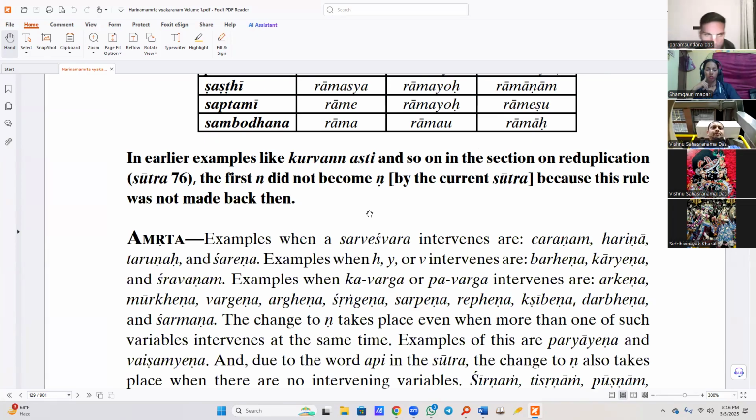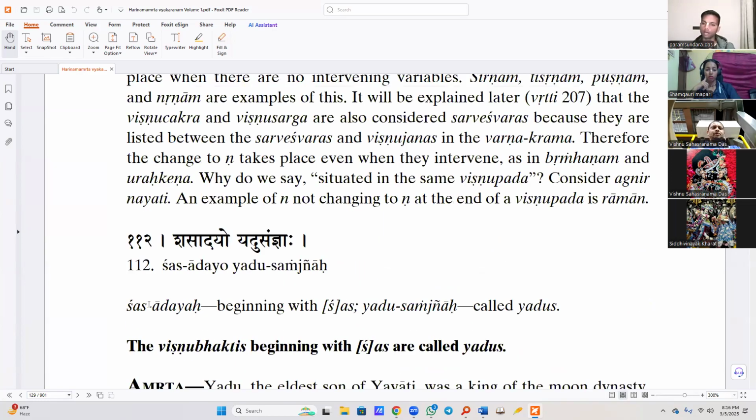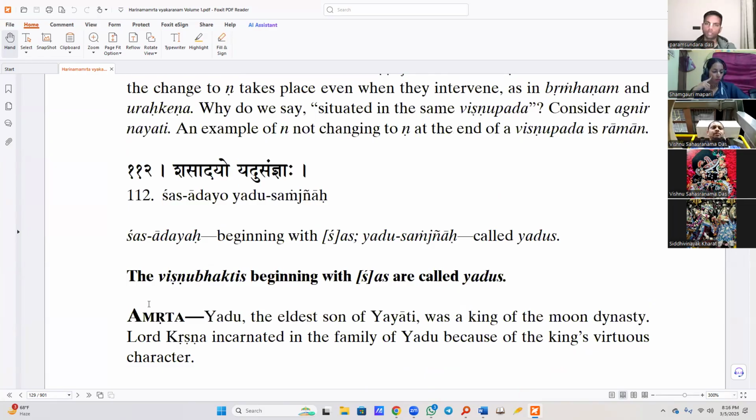The next rule says Shasadayo Yadu Sangya. The Vishnu Bhaktis beginning with Shas are called Yadus. Shas means 2.3. So 2.3 onwards, all the Vishnu Bhaktis, the suffixes, they are called Yadus. So this sutra is a Sangya Sutra, right? It's like mentioning a definition or a term, just like we did in the Sangya chapter.